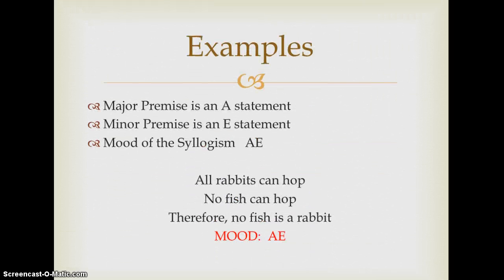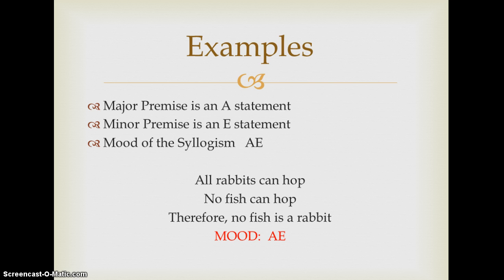So let's look at an example. If the major premise is an A statement, the minor premise is an E statement, like all rabbits can hop, no fish can hop, therefore no fish is a rabbit, we would say the mood of the syllogism, based on the type of statement that the major premise is and the minor premise is, is AE.